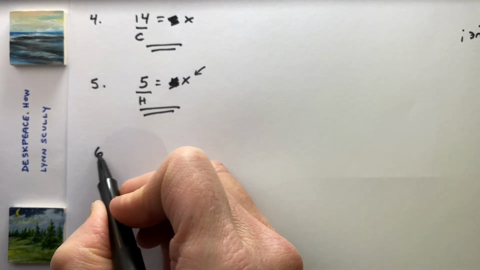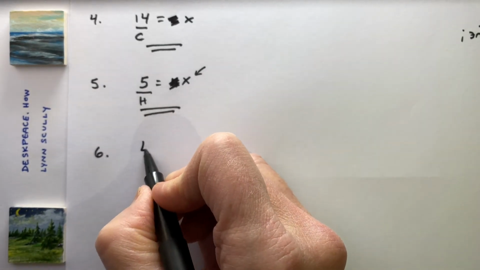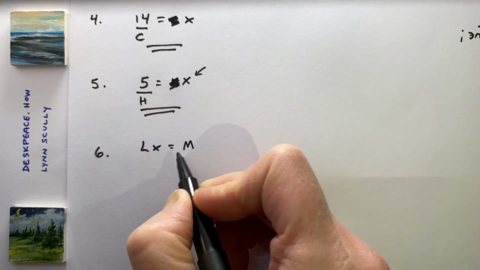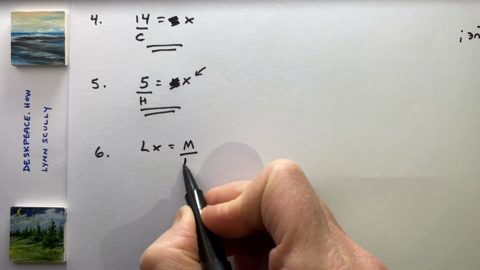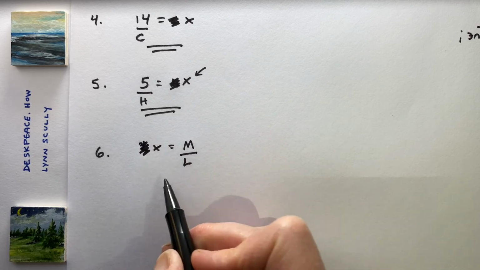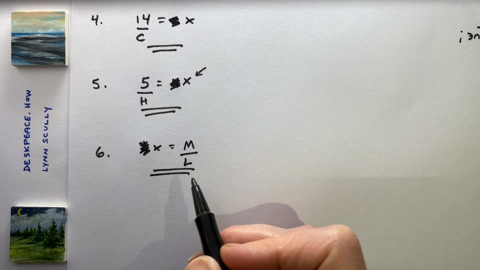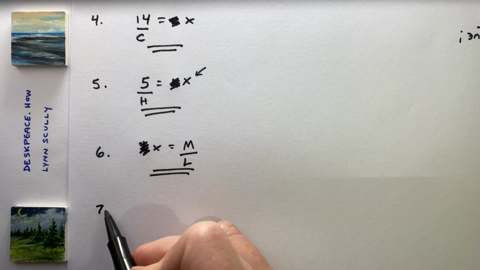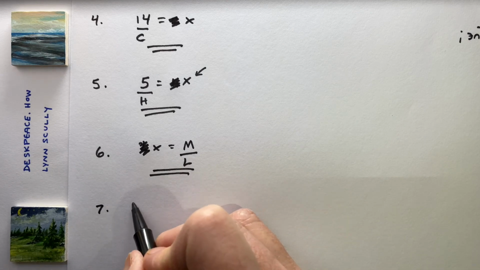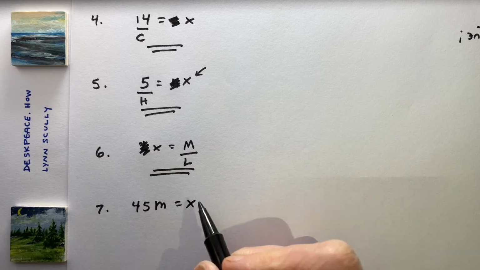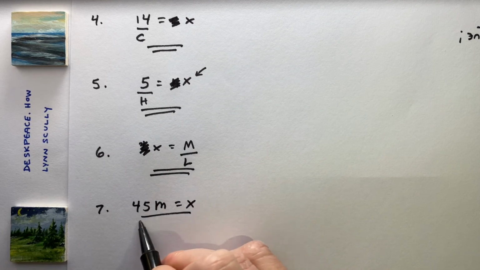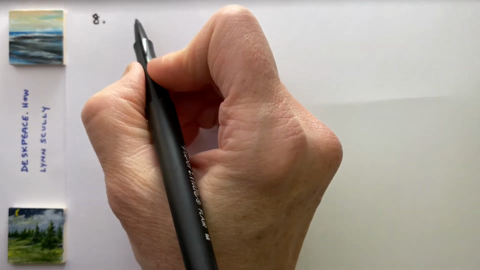Done. Number 6. Lx equals m. Here's my unknown. The L's attached by multiplication. Move him by division to the other side of the equal sign. I love these. These go so quickly. Number 7. I have 45 m equals x. My x is alone.